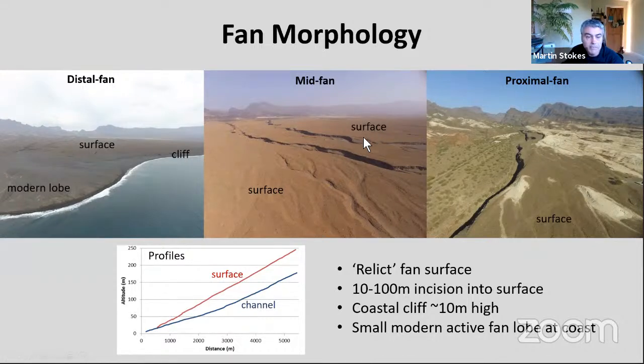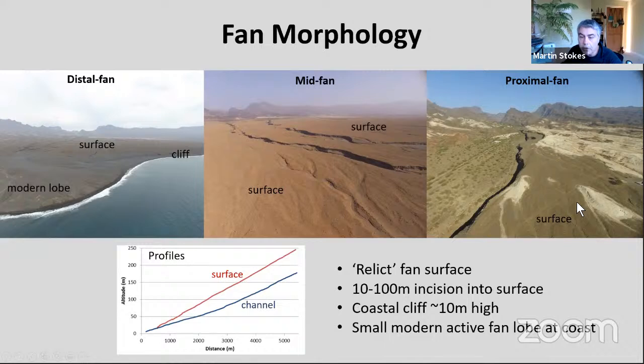If you move into the mid-fan setting, the expansive surface is very, very well represented here, and there's a series of deeply incised channels which cut down through this surface. So this surface is abandoned, it's disconnected from the modern hydrological drainage network, which is really important because it's one of the key things that allows us to use it for flood reconstruction. Beautiful fluvial bar forms are also preserved, as you can see from the drone imagery as well.